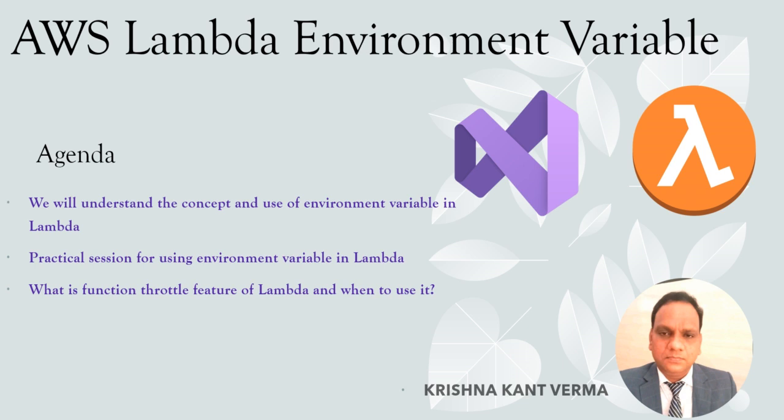To meet the same purpose in AWS Lambda, there's the environment variable feature. In an environment variable, we can define this type of configuration values. Based on that, we can make the Lambda function behave differently from environment to environment. So that is the basic purpose of defining and using AWS Lambda environment variables.